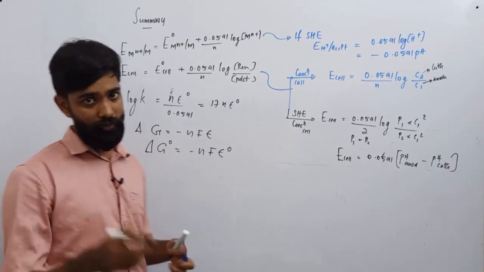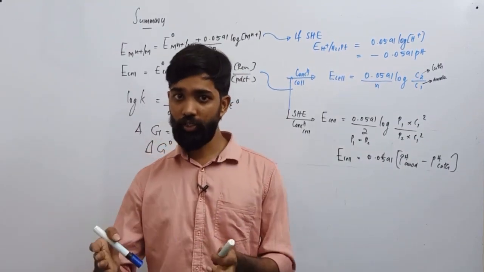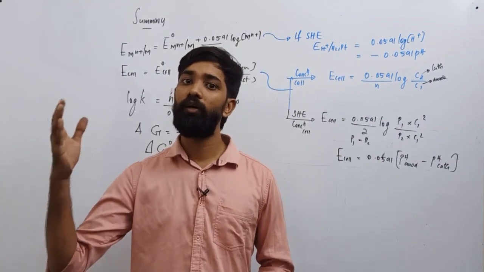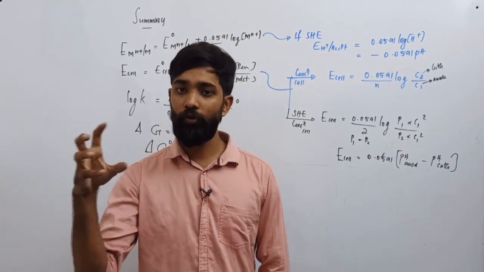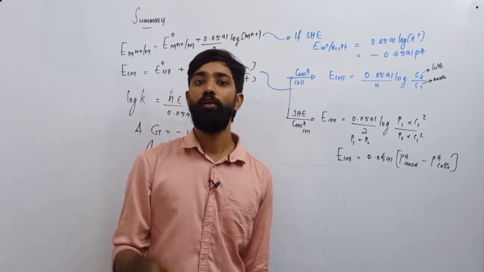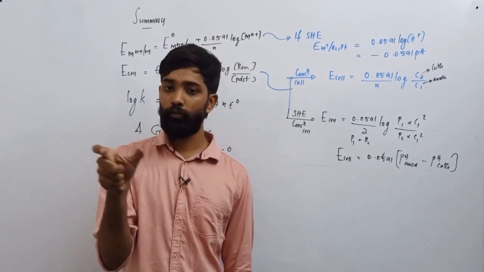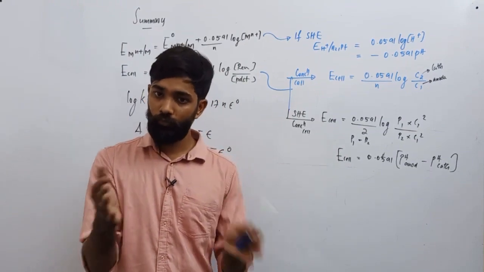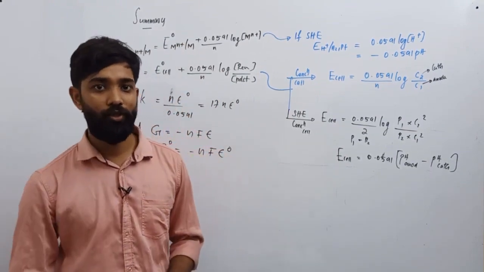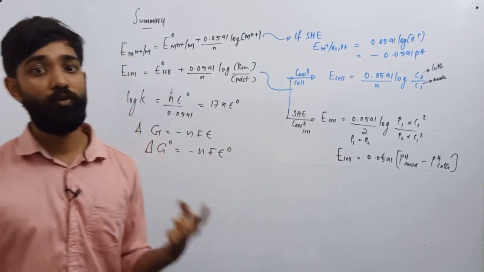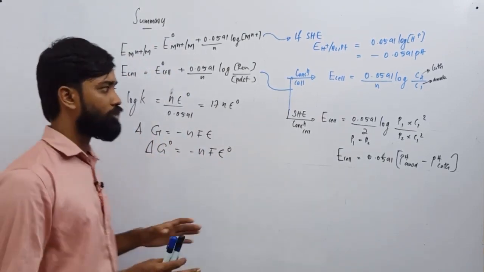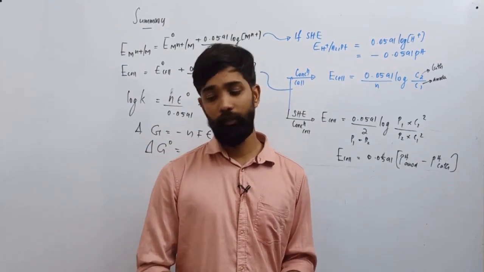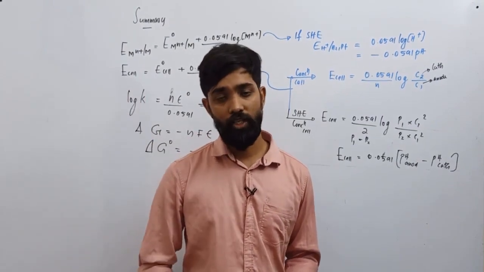Okay, and one more thing is that if there are two cell reactions which are added to form another cell reaction, then for the third cell reaction, the product of number of electrons times potential will be the sum of the products of number of electrons times potential of the first two cell reactions. Okay, n3 E3 equal to n1 E1 plus n2 E2. All these relations you have to keep in your mind. So that's all about the galvanic cell.